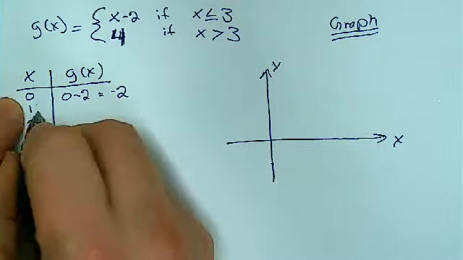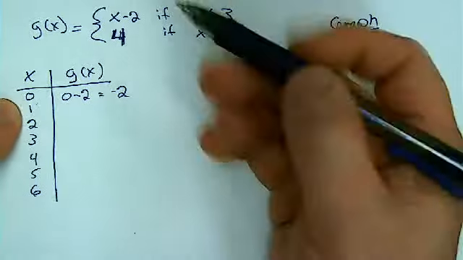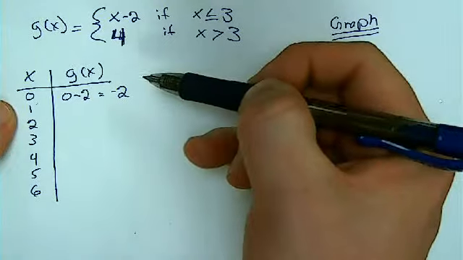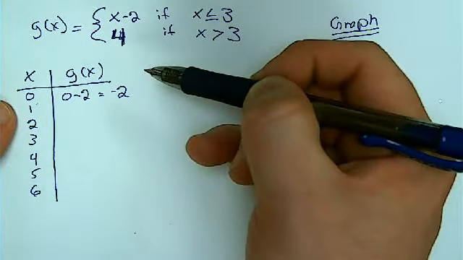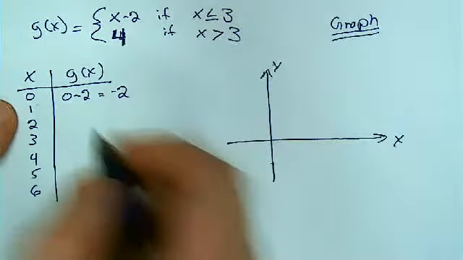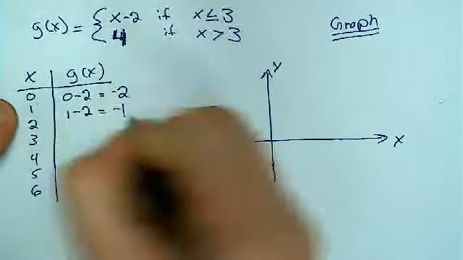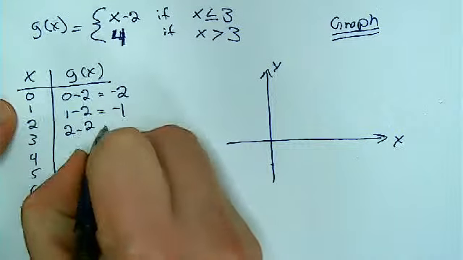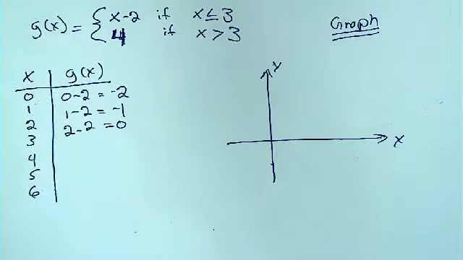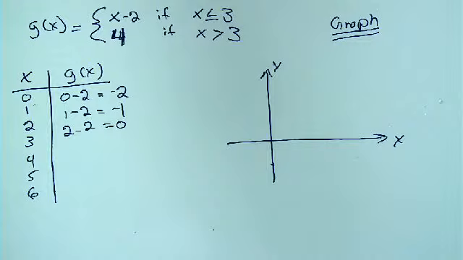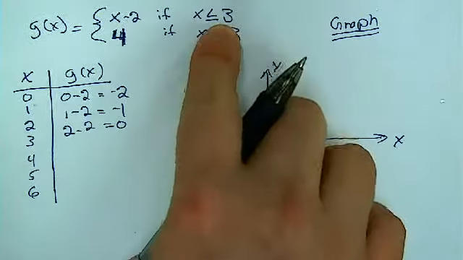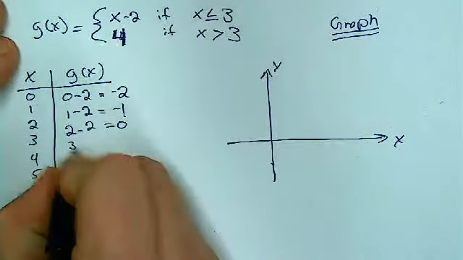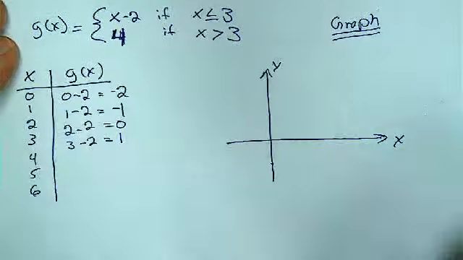Let's see, if I use x is 1, is that the first or second rule? Still in the first. Okay. So 1 minus 2 is negative 1. 2 is still going to be in the first rule. What about 3? Yeah, because it's equal to 3. So I'm still in that first rule. So let's plot those guys.